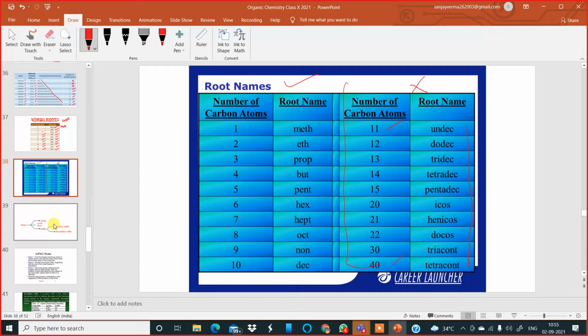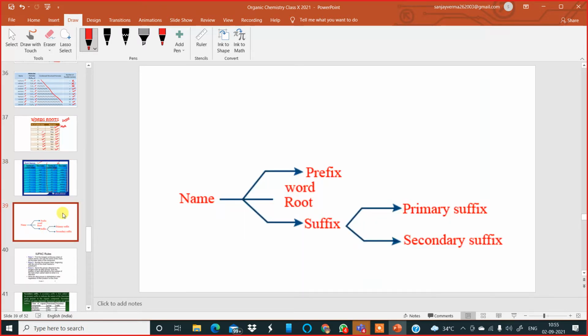Okay, now let us go to the main part of this chapter, which is called nomenclature. While writing the IUPAC name of a compound, the first thing which should come to your mind is the word root.